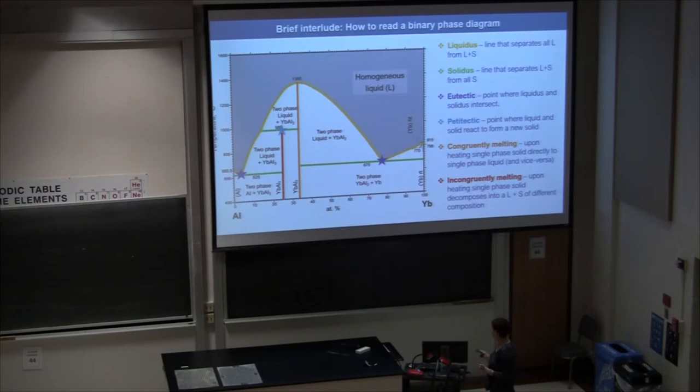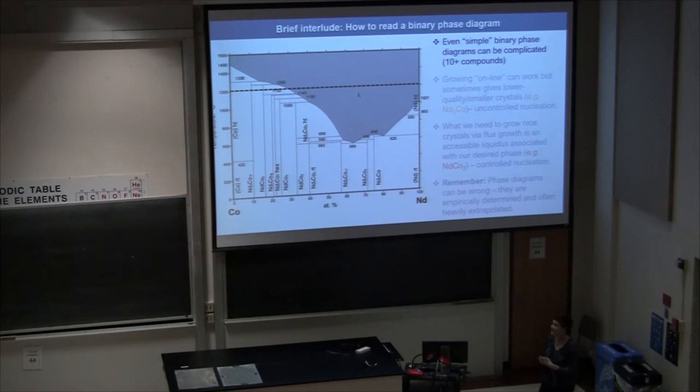Okay, so here is an even more complicated phase diagram. These things can get incredibly complicated. So some binary phase diagrams will have upwards of 10 ordered compounds, and it gets to be quite overwhelming. So one thing that I want to point out is that you could imagine growing a compound like this, which is congruently melting, simply by heating up that exact ratio of the elements. So in this case, it's 75 to 25 of neodymium and cobalt, and then just cooling it down directly. And that's what's known as an online growth.